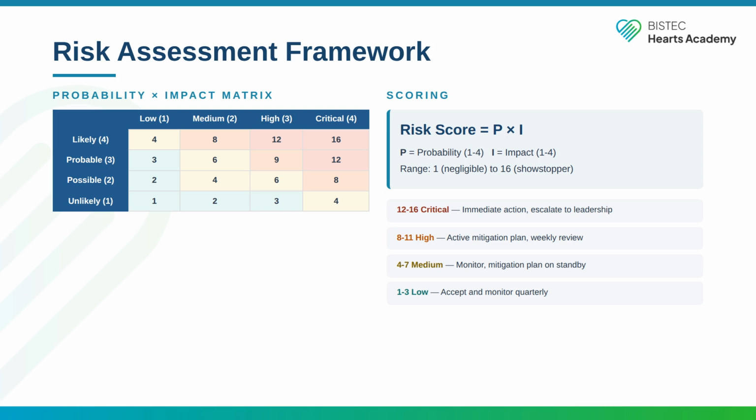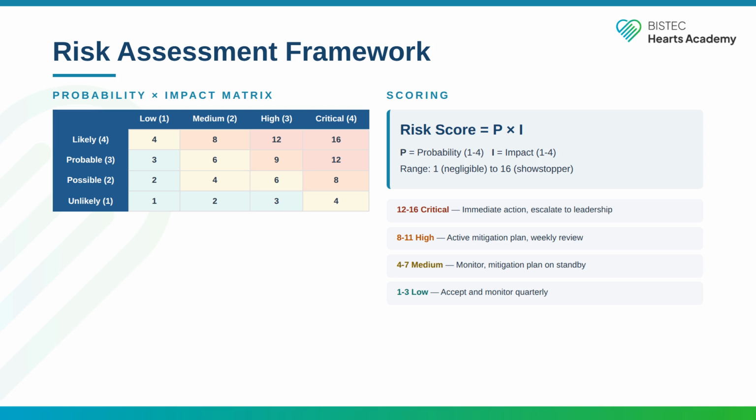8 to 11 is high. You need an active mitigation plan and weekly reviews. 4 to 7 is medium. Monitor it, have a plan on standby, discuss in retrospectives. 1 to 3 is low. Accept it and review quarterly.